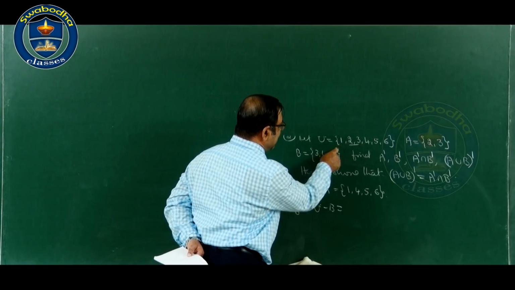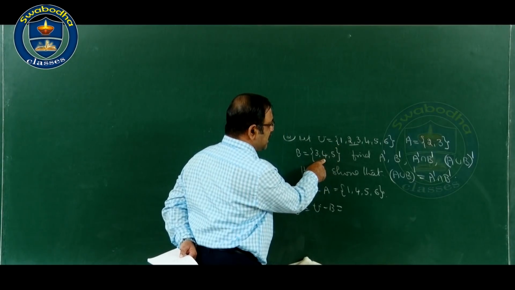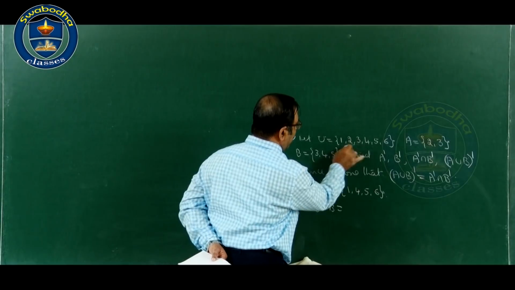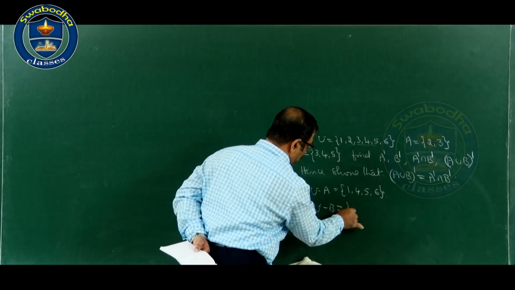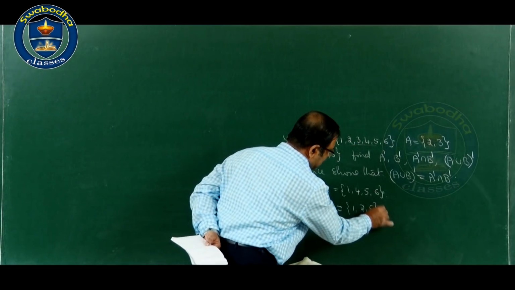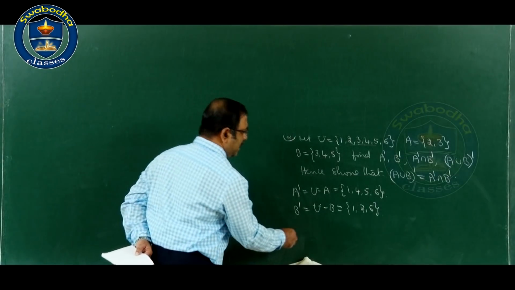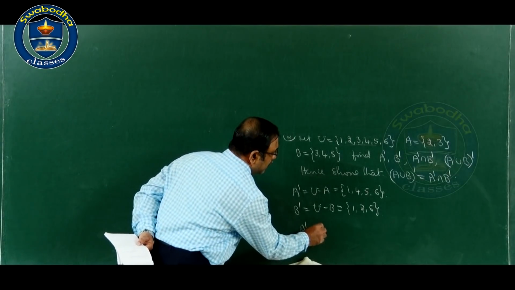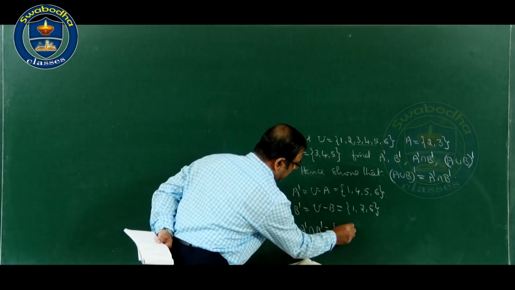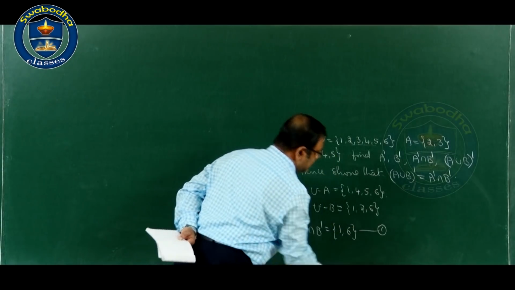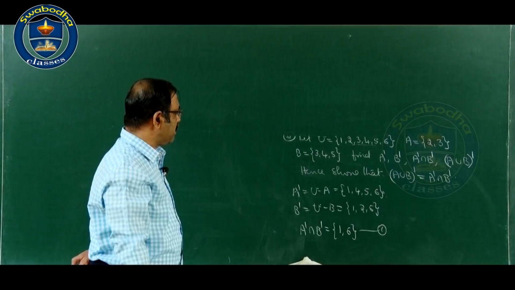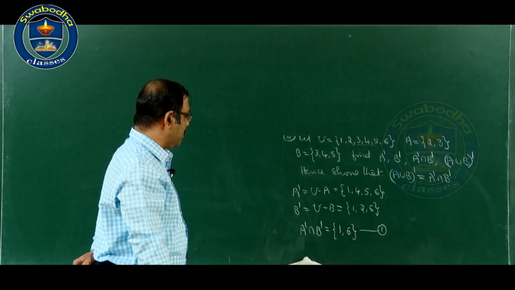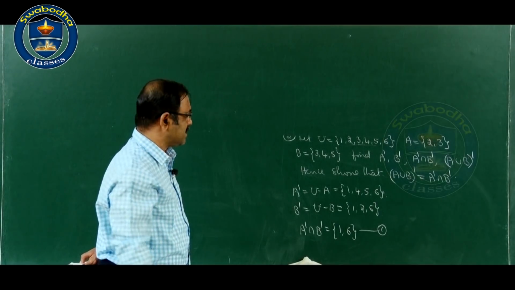Common elements present in U and B must be subtracted from U. So, 3, 4, 5 removed gives 1, 2, 6. Next we write A complement intersection B complement. It is 1, 6.